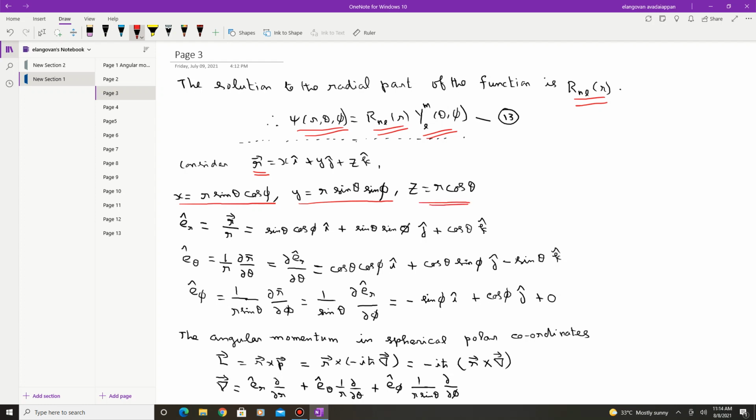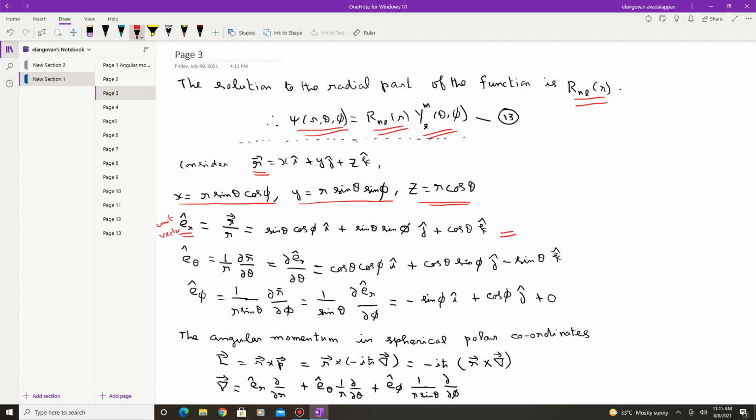Now the unit vector along the direction r, e suffix r, is the unit vector which is defined by the vector r divided by the magnitude r. So you already have vector r, you know the x, y, z values. Substitute these values and divide by r, and you will get this expression. So this is the unit vector e r along the direction of r.